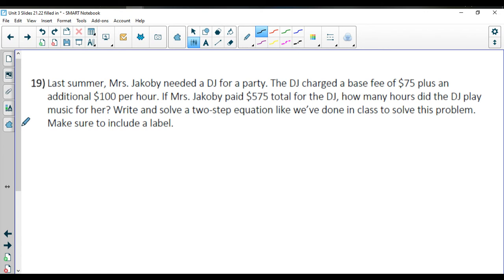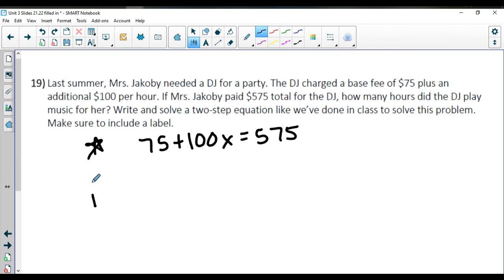Write and solve a two-step equation like we've done in class to solve this problem. Make sure to include a label. I'm going to have you go ahead right now. First, type in what is the equation that you are writing down to solve this one. So first step, your equation is that $75 fee plus $100 per hour is equal to $575. Second step, go ahead and solve and tell me how many hours the DJ played music for.